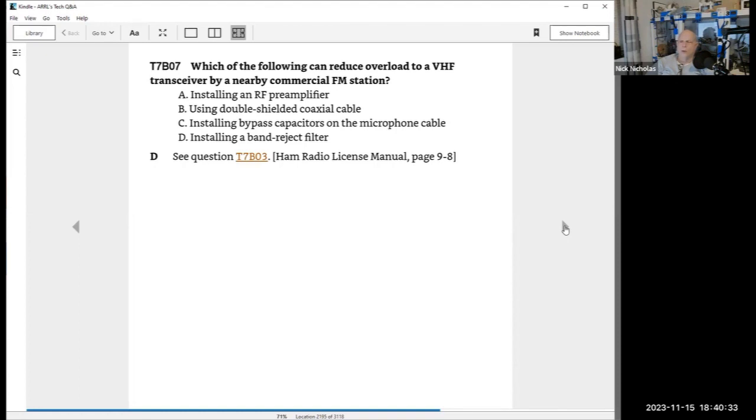Which of the following can reduce overload to a VHF transceiver by a nearby commercial FM station? And that would be installing a band reject filter. Now, a band reject filter could be a high pass filter. It could be, but what they're really talking about is a notch filter that's notching for an entire band. Doesn't matter. The idea is that you can reject a signal with a filter.